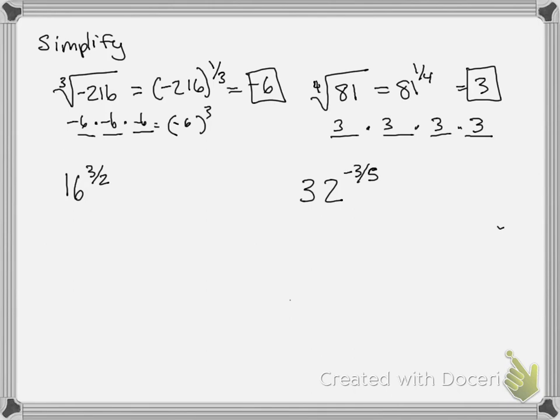16 to the 3/2 power, so it's already in rational form, but if I would like to think about it in radical form, I could rewrite this. It's a square root. The index is a 2. Don't have to write the 2, but you can. And I'm looking at 16 as a base, so it's 16 to the 3rd power.